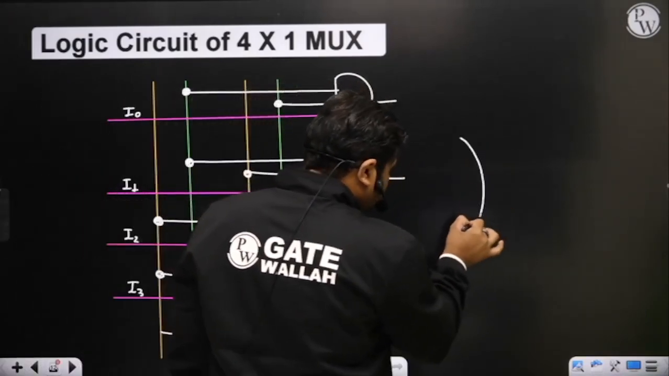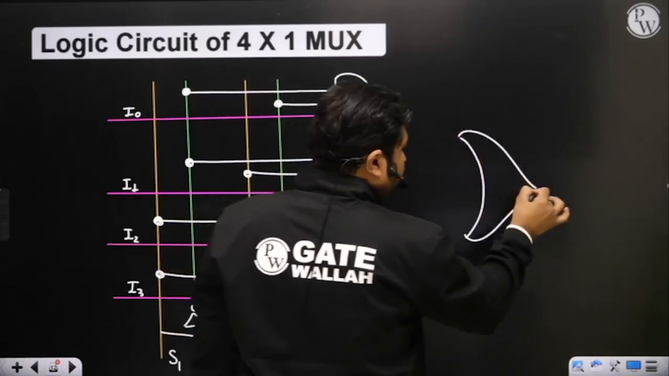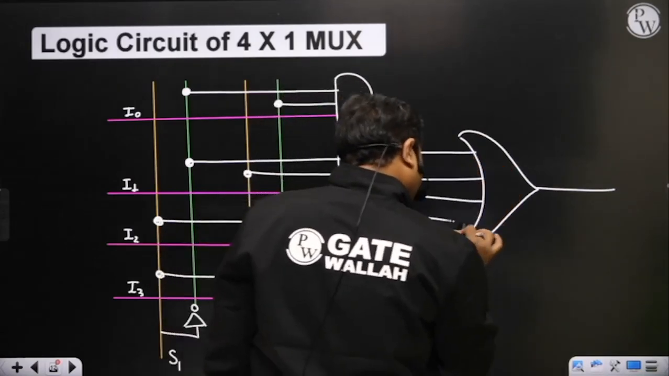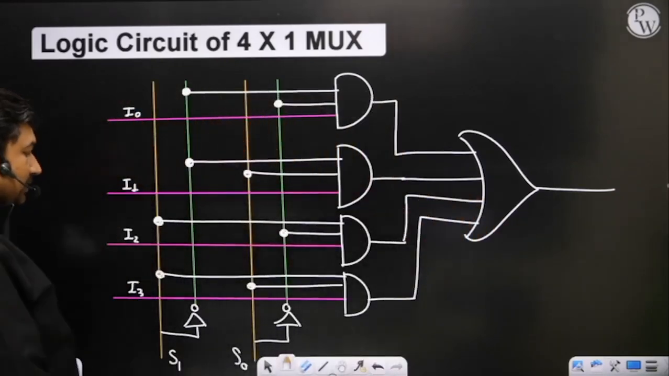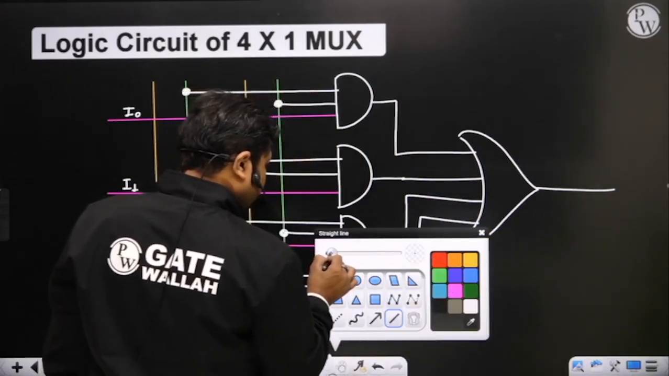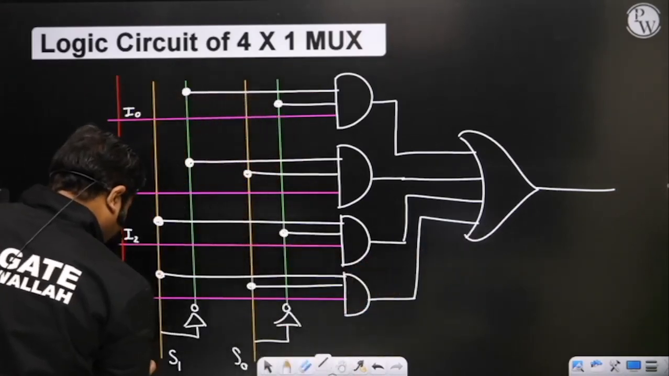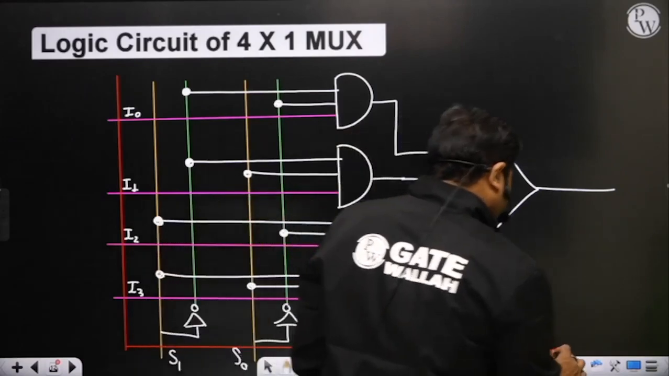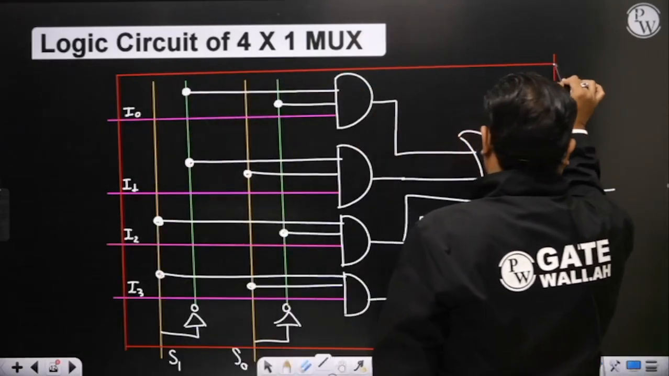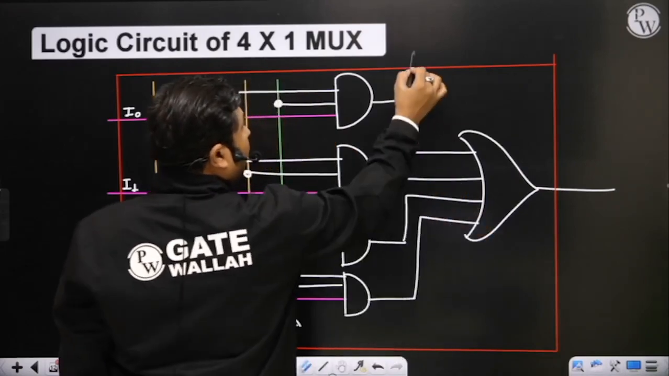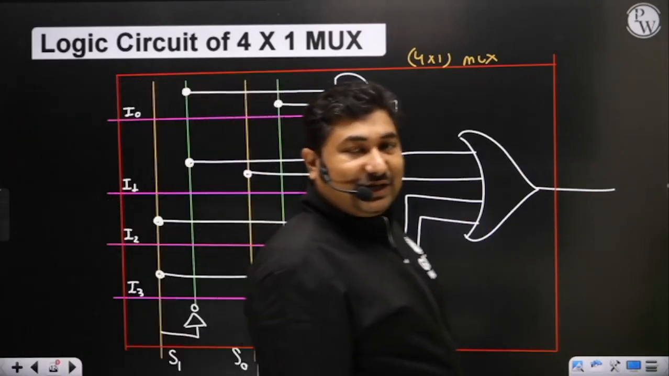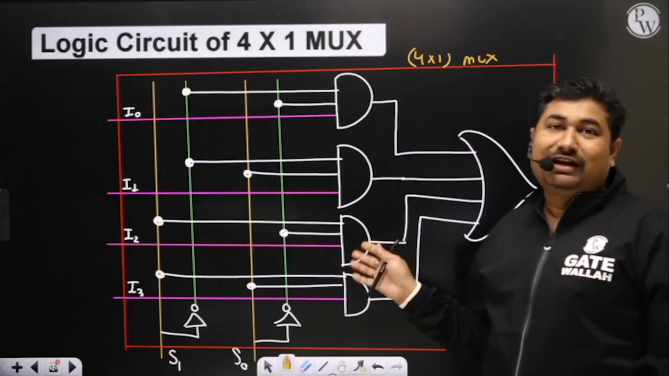Then all are going to be passed through the OR gate. So this is how we can design a 4x1 multiplexer. This is your 4x1 multiplexer, your 4x1 mux. Whenever from now on you see a 4x1 mux, this figure will come to your mind.